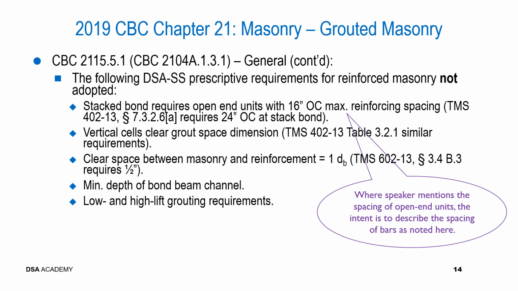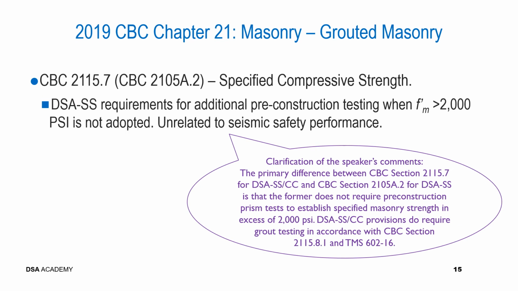The clear space between masonry and reinforcing is 1 bar diameter. That's not included. The minimum depth of a bond beam channel is not restrictive, and the requirements for high lift and low lift construction are not required for community colleges. Another item the DSA requires that the community college code does not require is testing of the compressive strength of the grout when the f'm is greater than 2000 psi.